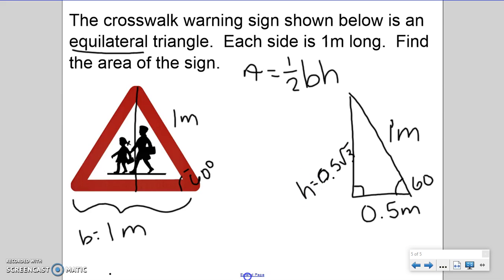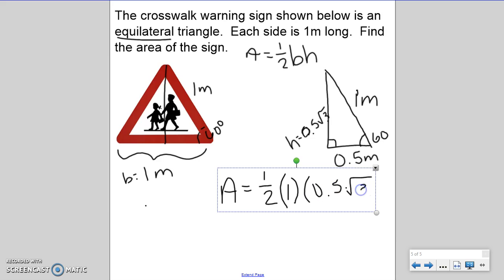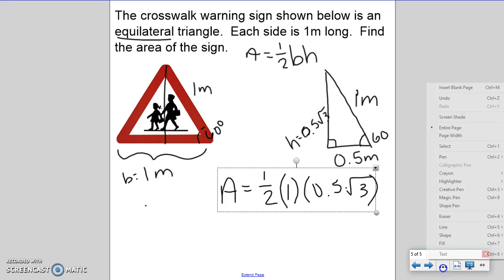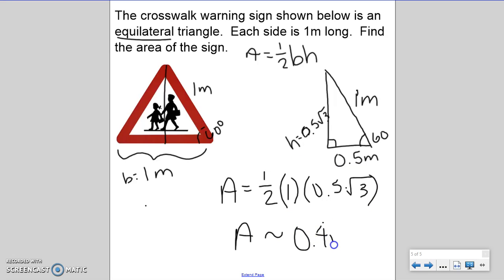So I can take that information and substitute that into the area formula. So I'll have that the area of this sign is 1/2 of the base, which is 1, times 0.5 square root of 3. And that whole piece can be typed directly into your calculator. And you'll get an area for the sign, which is about 0.4 square meters.